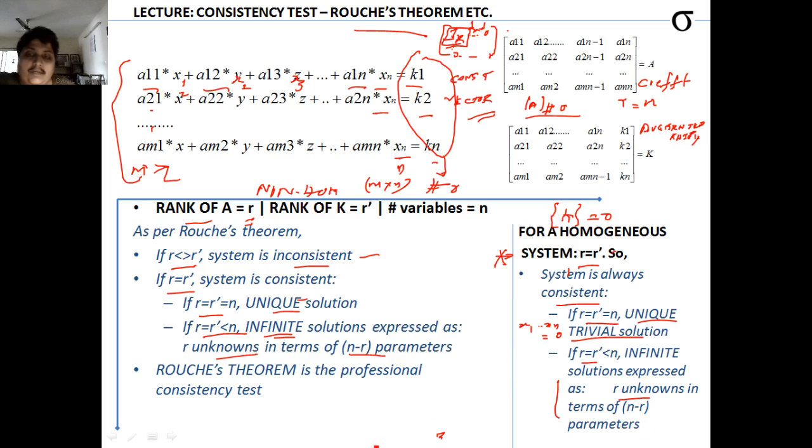So Rouche's theorem is a professional consistency test, because the concept of ranks and calculating it this way is very elegant, and it's easy to think in these terms when you are doing math at a professional level. We'll see an example of how Rouche's theorem is implemented using a modern computing package, R. I'll show you an example of that once this theoretical concept is demonstrated.